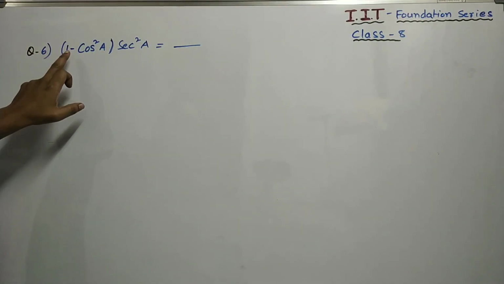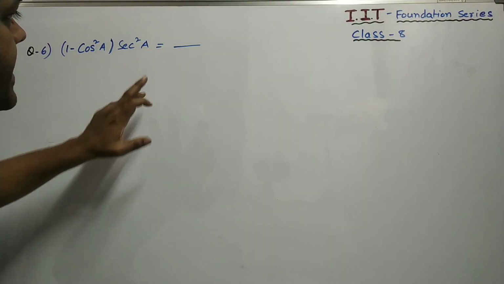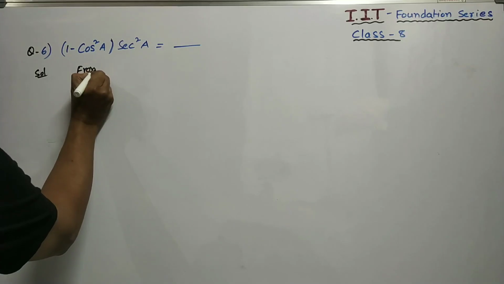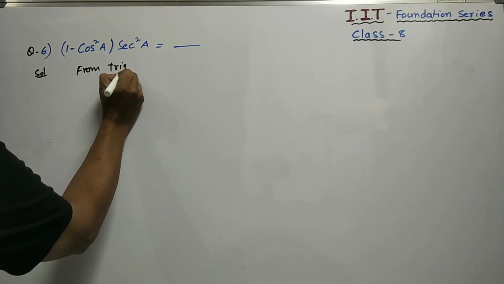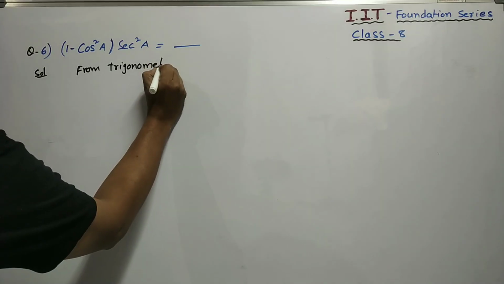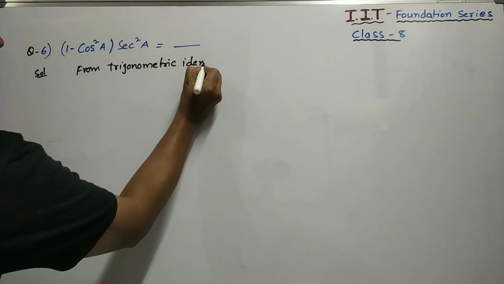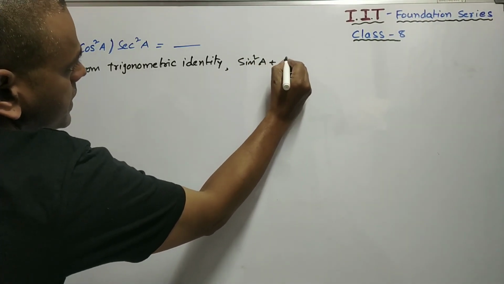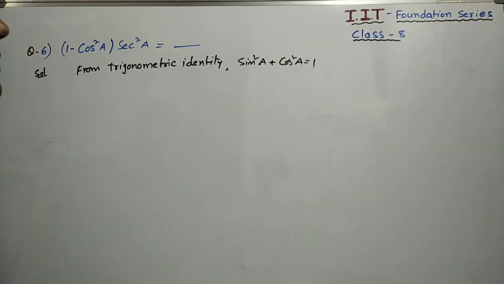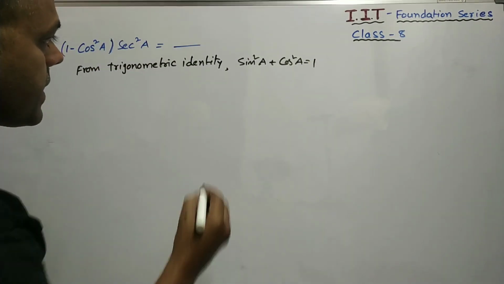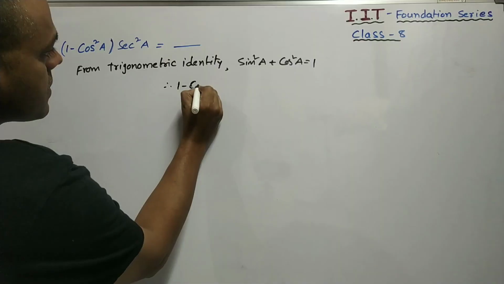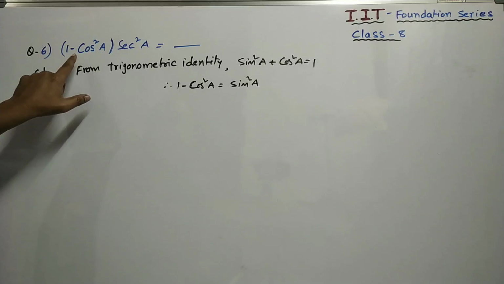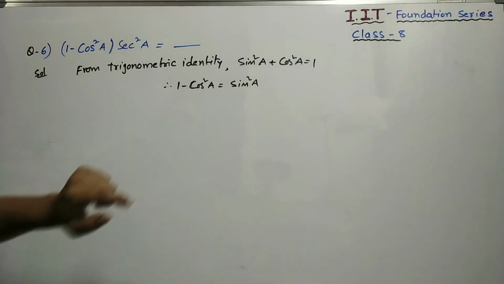Sixth question. 1 minus cos square A into secant square A is equal to how much? You know the solution for this question from one of the trigonometric identities. What is that? Sin square A plus cos square A is equal to 1. Now this cos square is brought to this side. Therefore, 1 minus cos square A is equal to sin square A. So I can replace 1 minus cos square A by sin square A.